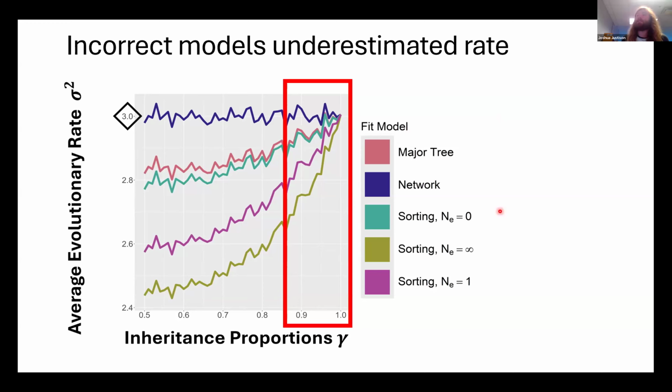Another thing we can notice is that for relatively high inheritance proportions, all of our models tended to converge at the true evolutionary rate. And this would suggest that when we have relatively high inheritance proportions, even if we misspecify the model, we might be robust to some of these model misspecifications.